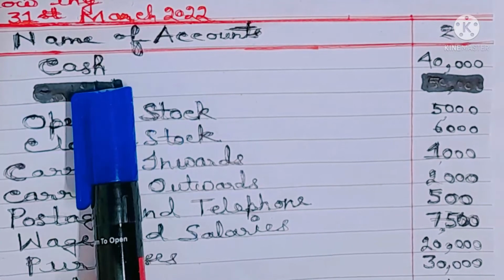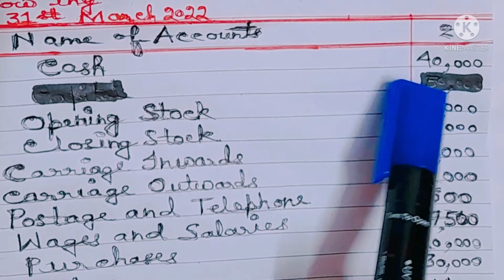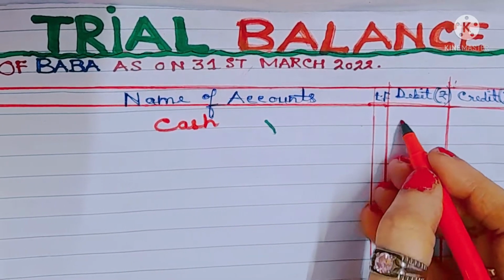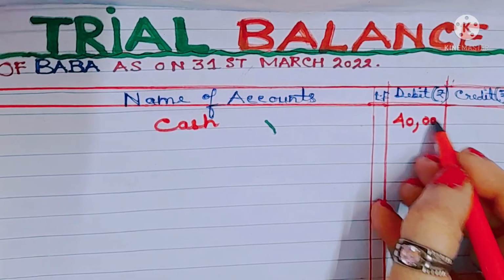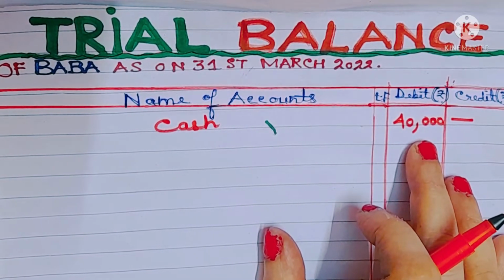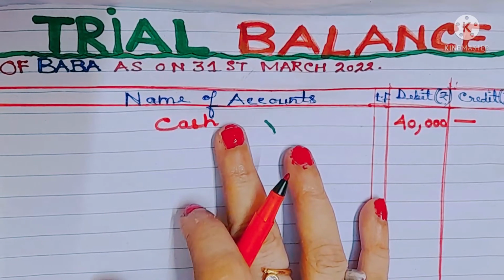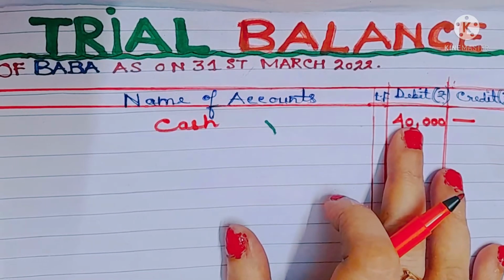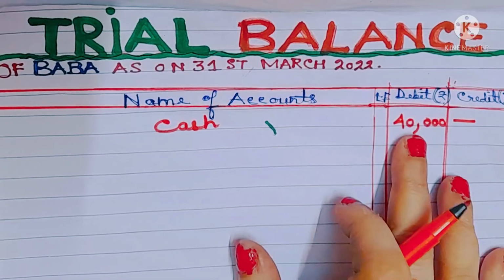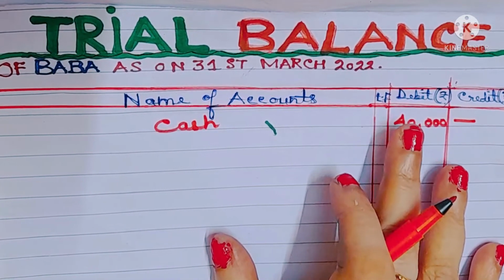The first account is cash. What is the amount? 40,000. So, let's write cash, 40,000. Cash has a debit balance and that is the reason we are writing 40,000 in the debit column. Why is cash debit? Because cash falls under real account. According to real account, what comes in is debit. Here, from the point of view of the business, cash comes into the business. So, cash account will be debited. Understood? Let's see the next account.